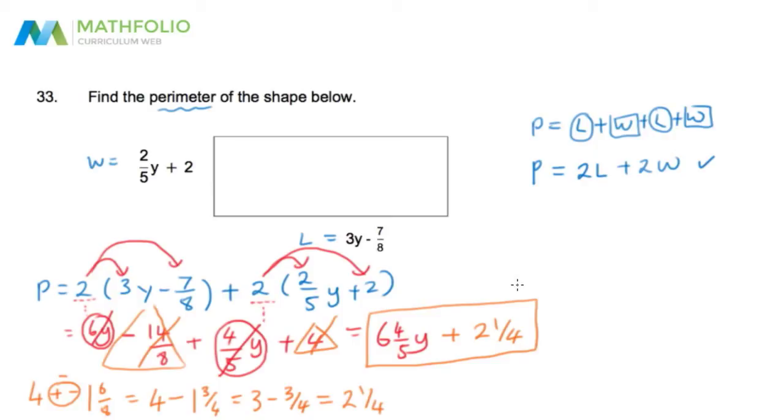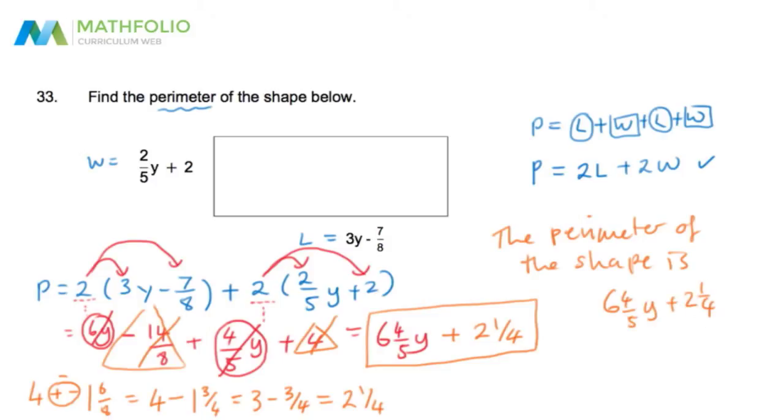And we don't have any units up there, but we could write this as a sentence. We could say the perimeter of the shape is, and then 6 and 4/5 y plus 2 and 1/4. And we could just leave our answer as this.